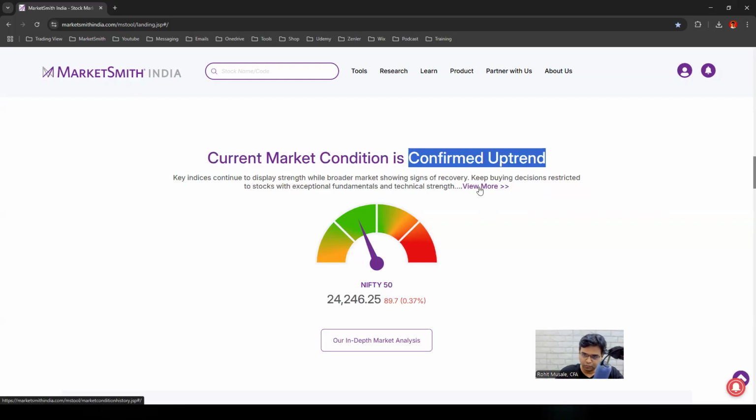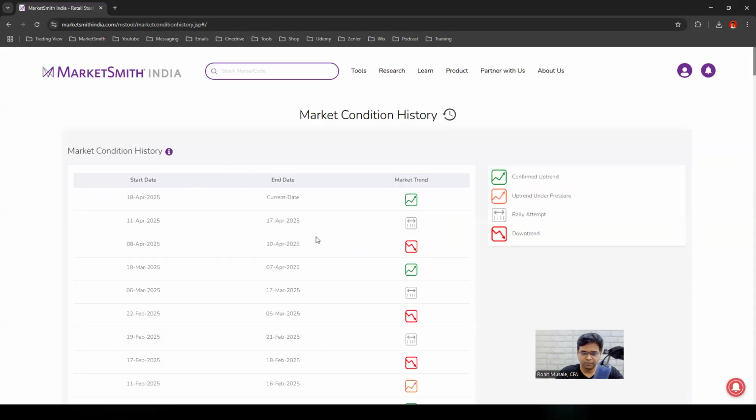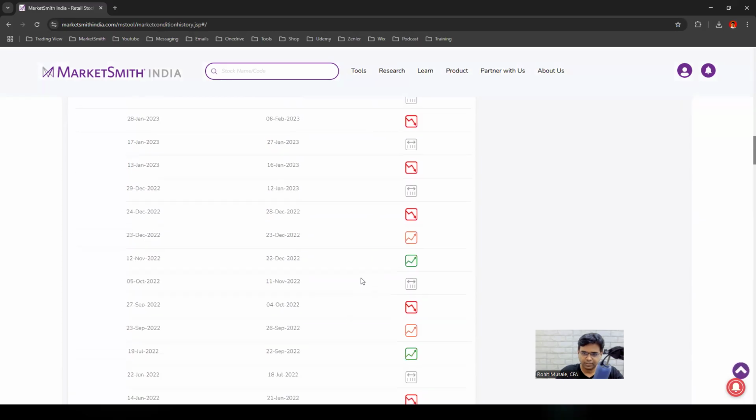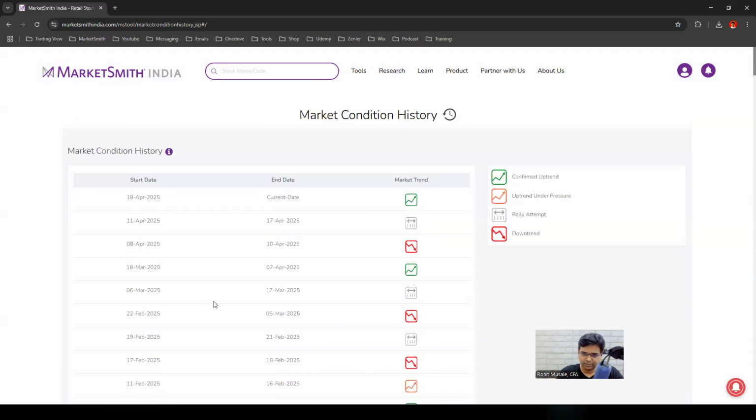Now you click view more here. See, it takes you to this page. Now this page is available for free version holders plus paid version holders of MarketSmith. But you scroll down, you see history. They tell you from what period to what period, what was the market doing. Very fascinating information. So confirmed uptrend, uptrend under pressure, rally attempt, downtrend. So from 11th April to 17th April, it was a rally attempt. Now it is in a confirmed uptrend.